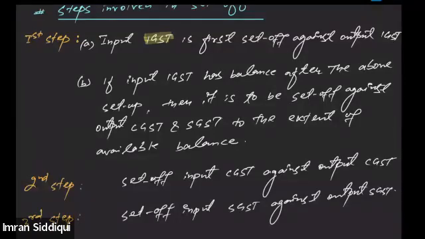We'll first of all try to set off that IGST with the output IGST that we have collected on sale. And if you are able to adjust the input IGST with the output IGST, then it is fair enough. But if there is some balance which is not yet set off even with the balance of the output IGST, then such balance will be set off with the output CGST and SGST as well. Okay, now let me explain this.